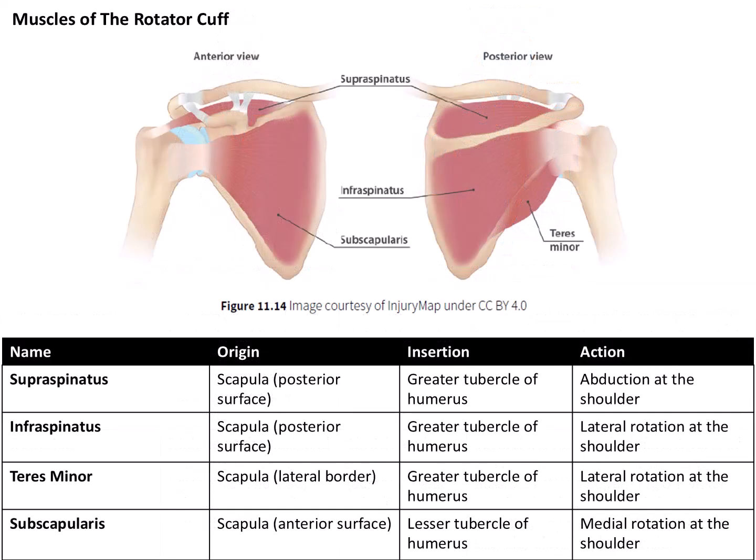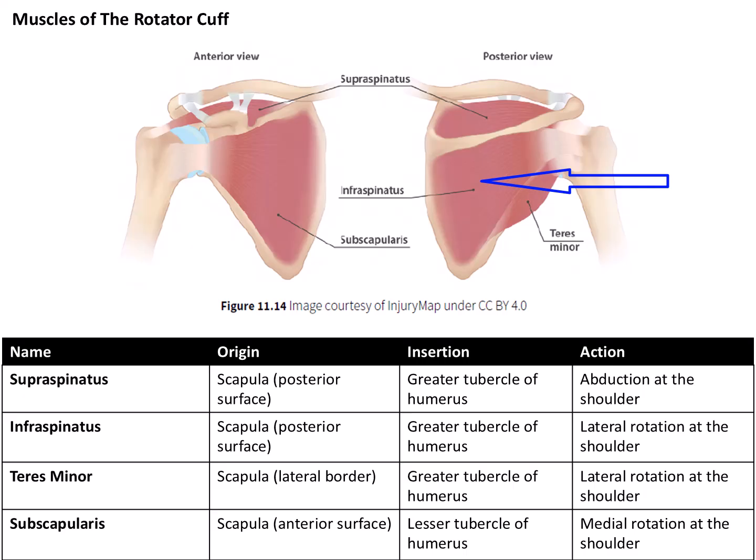There are 4 muscles that make up the rotator cuff. The first is supraspinatus. This muscle is above the spine of the scapula. It originates on the posterior surface of the scapula and inserts on the greater tubercle of the humerus. Contraction of this muscle causes abduction of the humerus, meaning you move your arm laterally, similar to the action of the deltoid muscle.